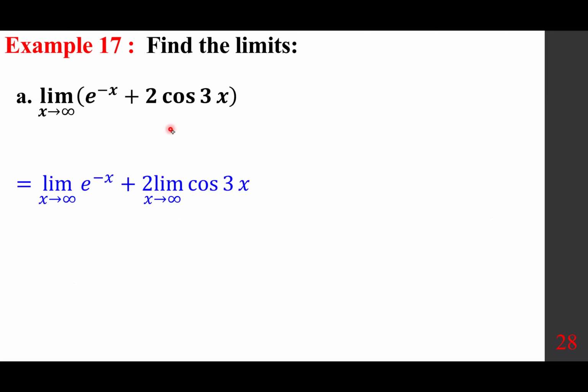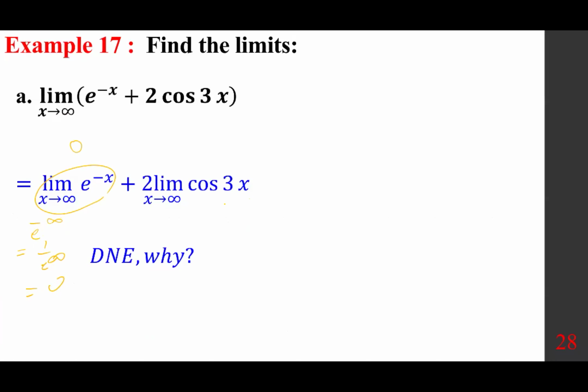This one does not exist. Why is that? First and foremost, please understand this is 0 because it's e to the power minus infinity, which is 1 over e to the power of infinity, which is 0. So this part is 0.